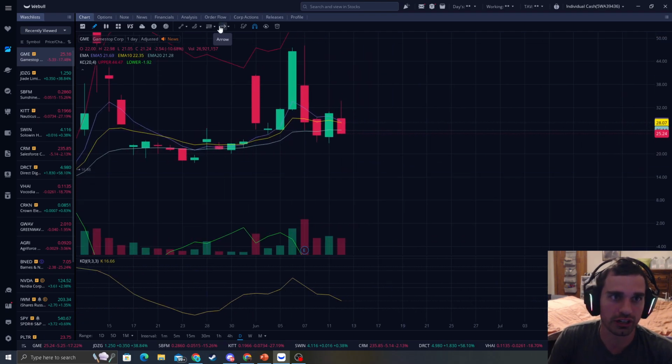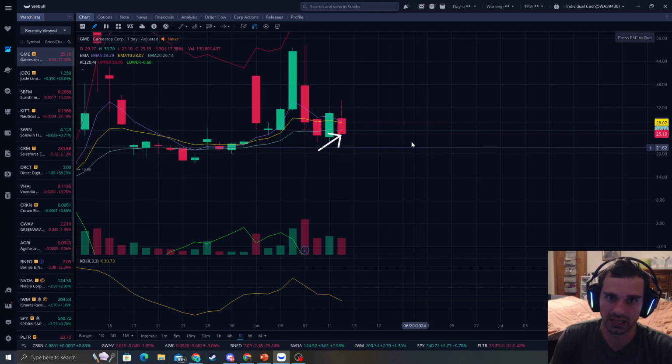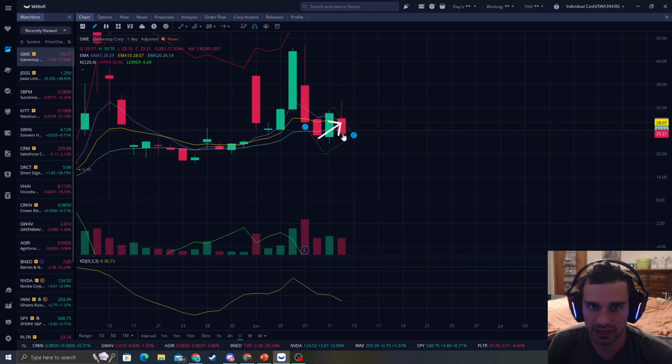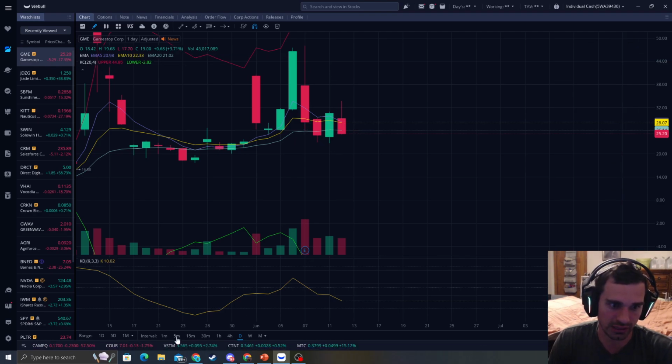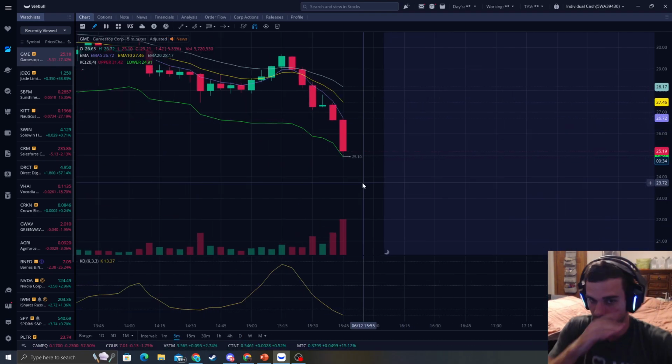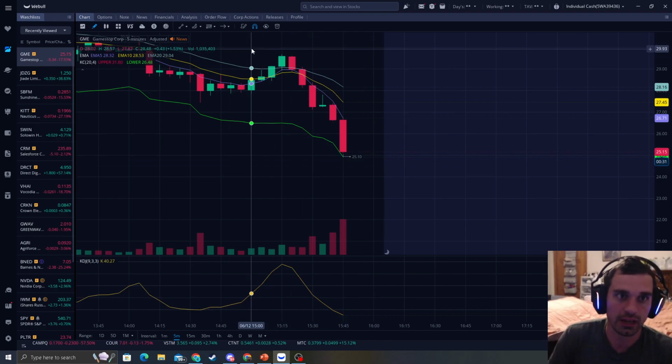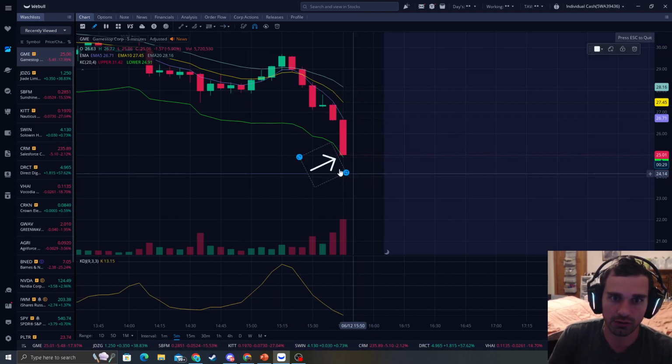And yes, we are getting under the EMA 20, which is very nice because a lot of times we can have that nice bounce back up to the EMA 5. So right in here, yep, looking like a nice little entry. As you can see, we are touching now the bottom band.